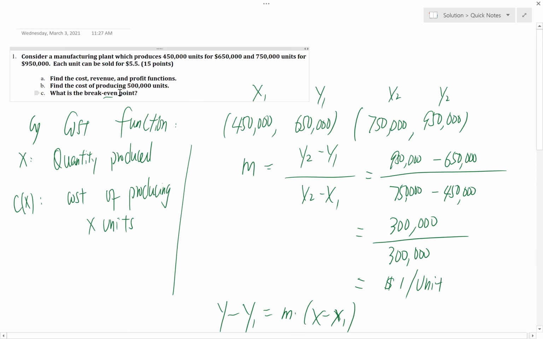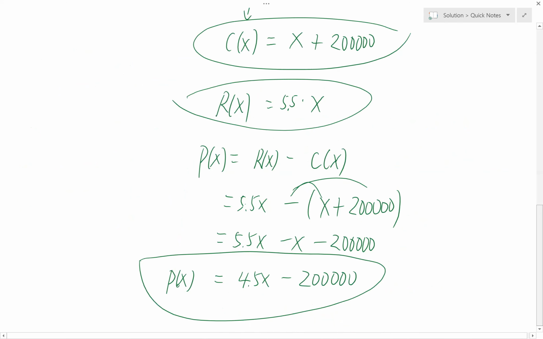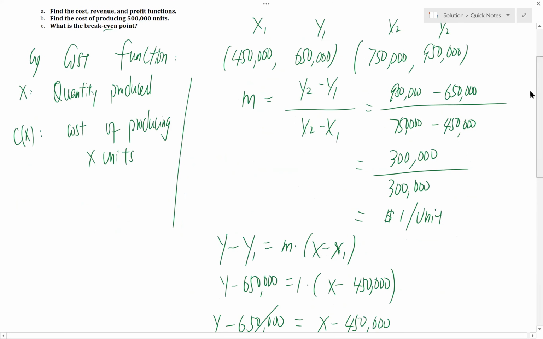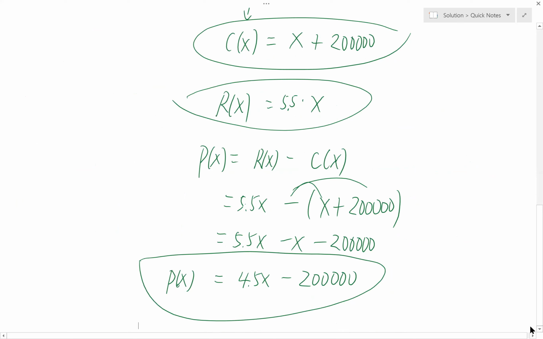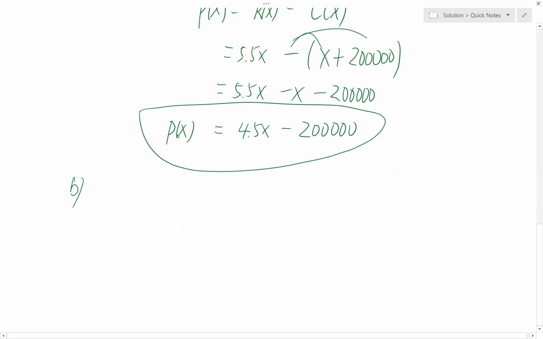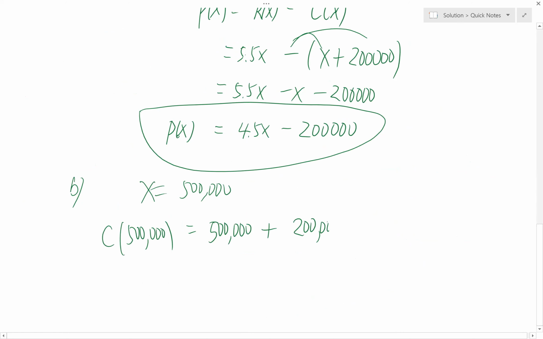Now let's find the cost of producing 500,000 units. So we need to look at the cost function, x plus 200,000, and they want us to find the cost of producing 500,000. So when x equals 500,000, the cost function C of 500,000 equals x plus 200,000. So 500,000 adding 200,000, this cost is 700,000.